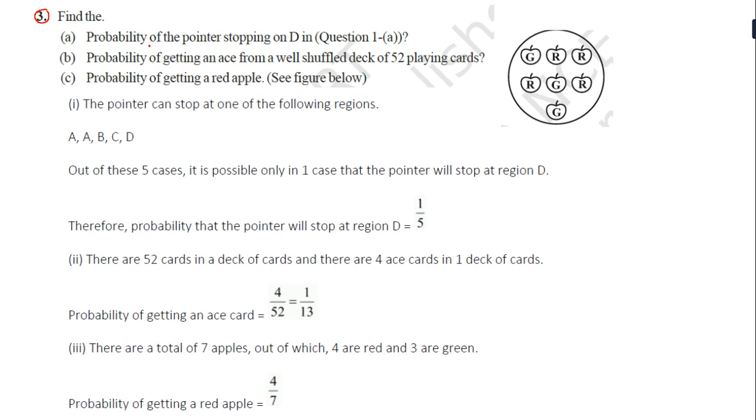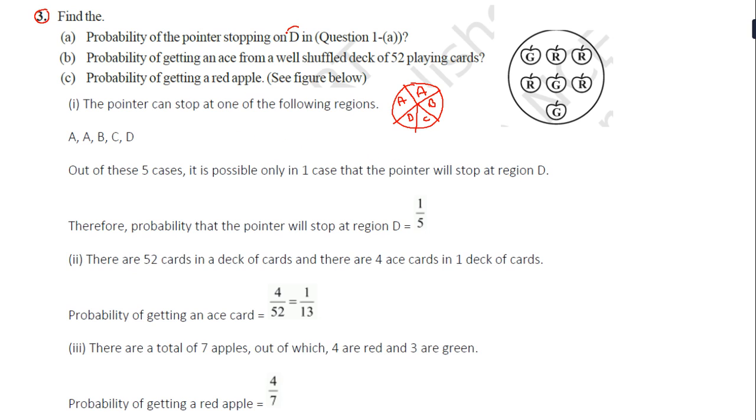See now here, probability of pointer stopping on D on question number 1. On that time you will see that question number 1 is related with the spin. On it there are 5 parts: 1, 2, 3, 4, 5 parts. So here it is A, again A, B, C and D.